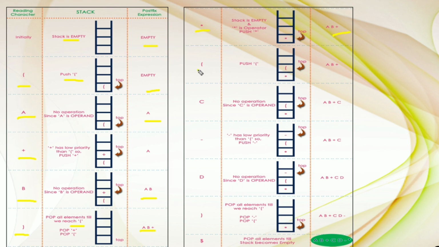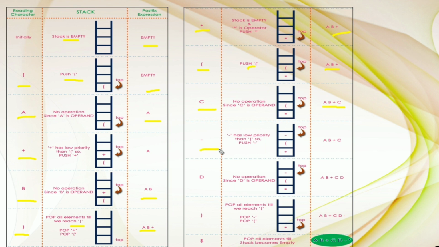Next is the left parenthesis, so push that into the stack, which has the highest priority. Then the result has no change, AB+. Next scan element, or reading character, is C. No operation is performed, C is directly written in the result. Now the result is AB+C.